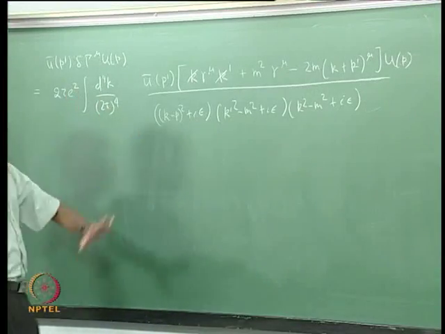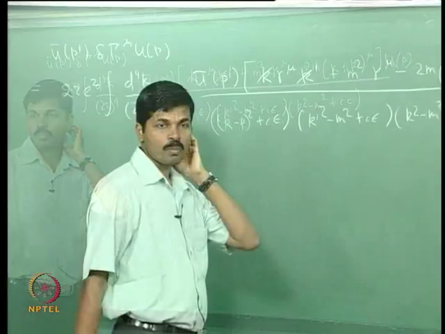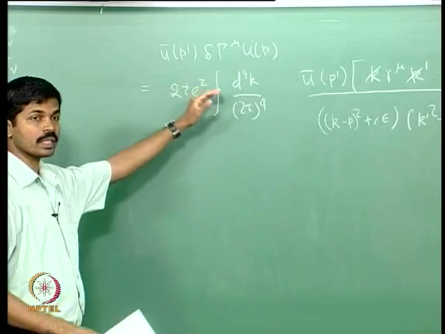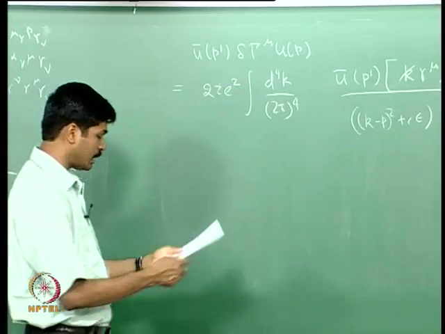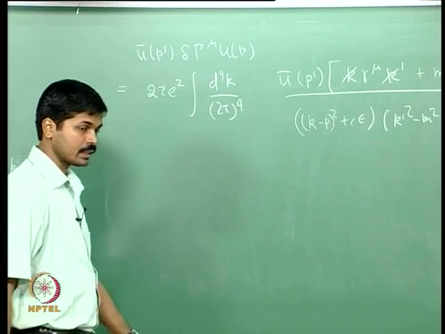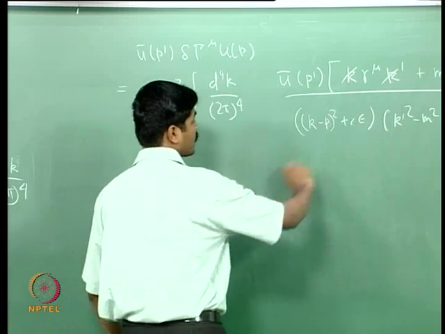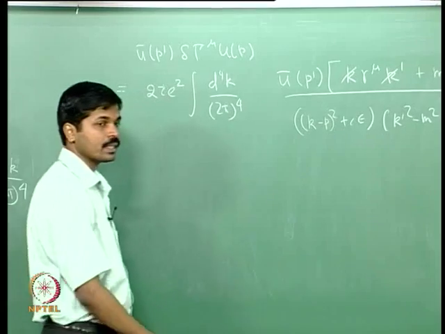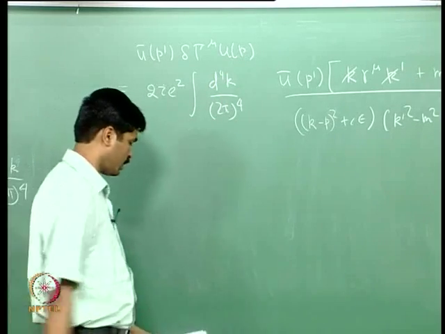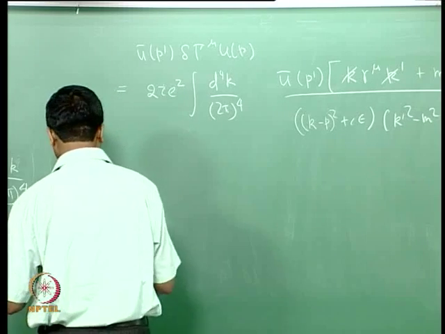Now you have to evaluate this integration. Okay. So how do you evaluate this integration? It's a horribly complicated expression. What we will use is what is known as the Feynman parameters. We will introduce the Feynman parameters, you will see how, and then we will carry out the d4k integration by that.